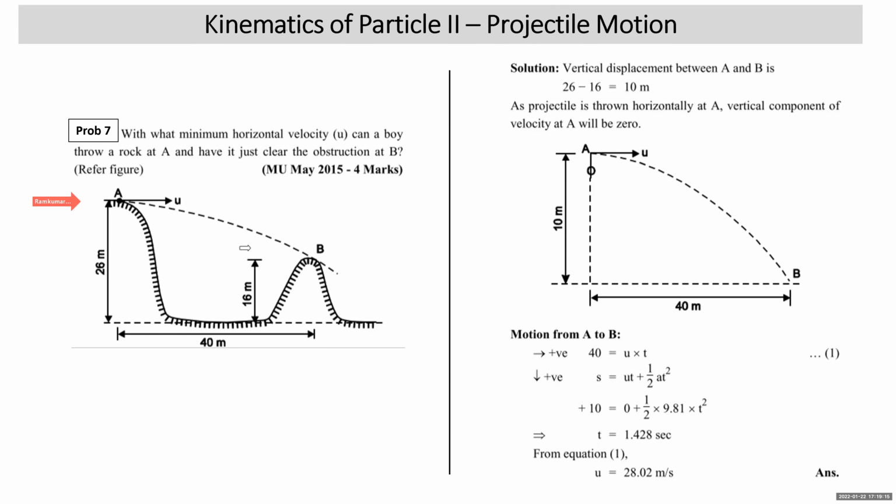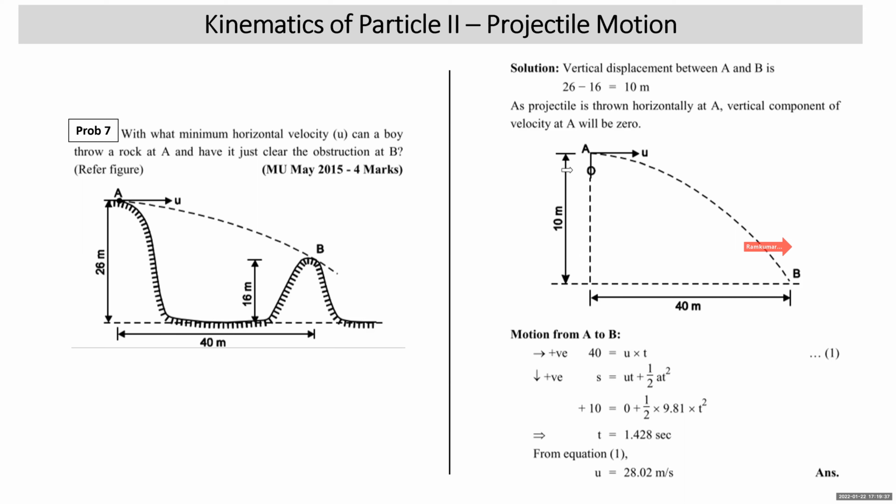Now we draw the diagram again. We show the point of projection, we show the target. Horizontal distance between the two is 40 meter. Point B is below A by 10 meter, which we have shown as elevation or vertical displacement. Okay. Now you are ready to apply the equations of motion from A to B.